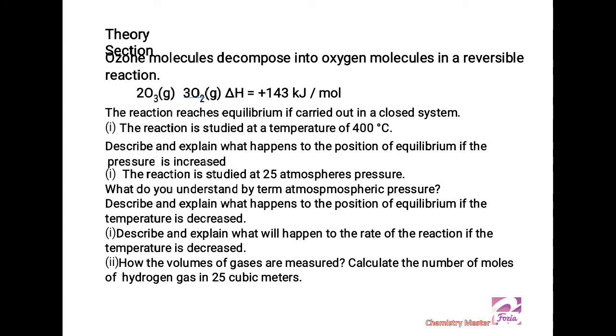Now the theory section is again a discussion of a reversible system. Ozone is in equilibrium with molecular oxygen, and the enthalpy is plus 143, meaning the system is endothermic. The reaction reaches equilibrium if carried out in a closed system, because gases are always handled in isolated or closed systems. The reaction is started at a temperature of 400 degrees Celsius. Describe and explain what happens to the position of equilibrium if pressure is increased. Again, you have to see how many moles are present on either side of this equilibrium. The reaction is started at 25 atmospheric pressure, meaning the pressure applied on both sides is 25 atmospheres.